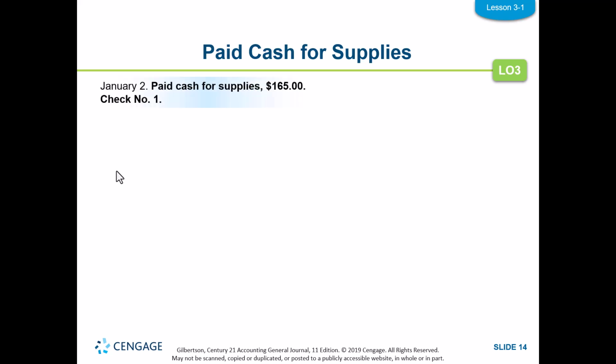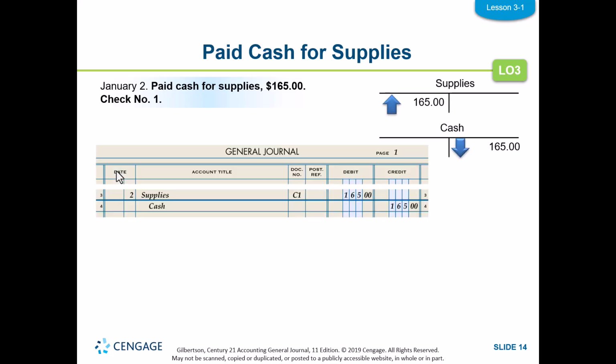Now we paid cash for supplies for $165. Which two accounts? Cash and supplies. Which one are we debiting? We're going to debit our supplies account. So it's going to come first.